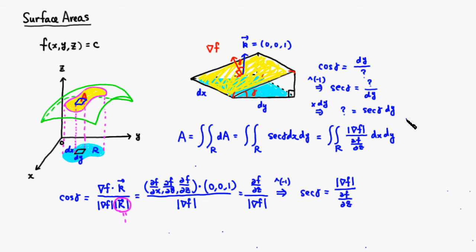In the next video, I'm going to look at a particular example, and we're going to pick a nice example where secant of gamma is pretty simple. That's it. I hope that this was clear.